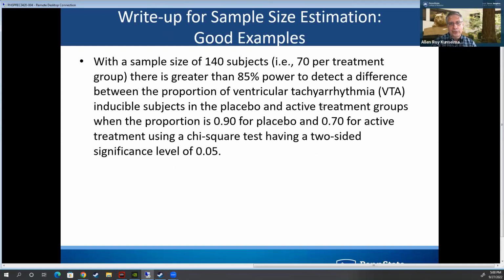So again, it tells us the total number of subjects, 140, 70 per group. The power is 85%. What's the proportion in the placebo and the active groups we're looking at? It's a proportion of 0.9 and 0.7. It tells me the test they're using, a chi-square test, it's two-sided, my alpha is 0.05.